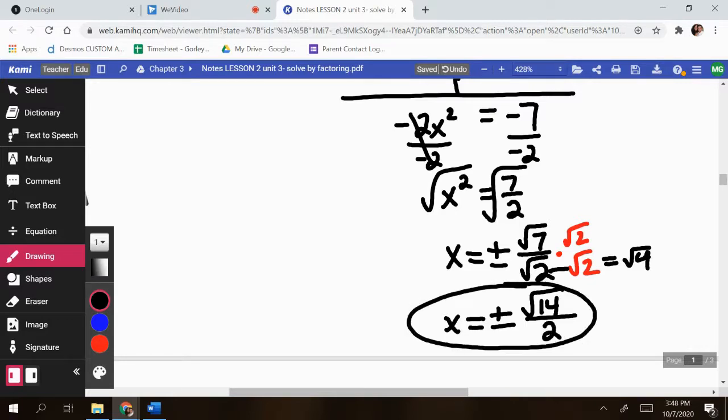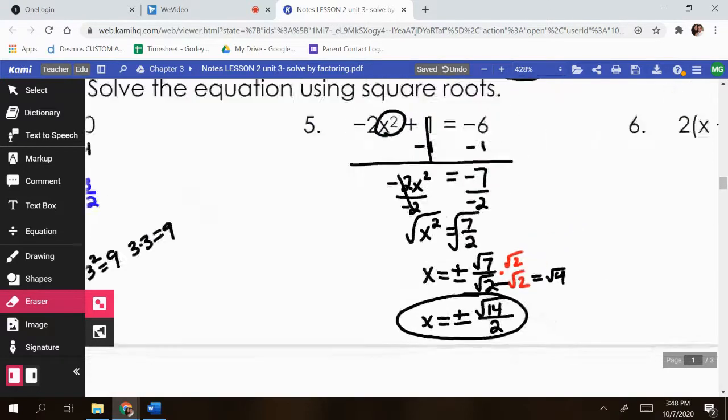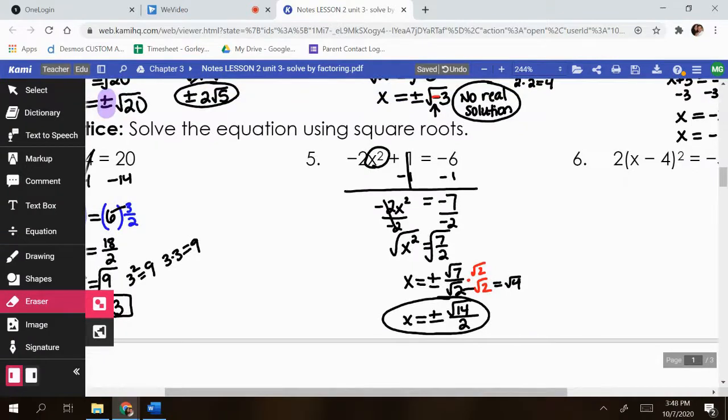Okay. I cannot divide 14 by 2 because 14 is under the radical and 2 is outside the radical. Okay, so we cannot divide those numbers. Numbers outside the radical can only be divided by other numbers outside the radical, and numbers under a radical can only be divided by other numbers under a square root.